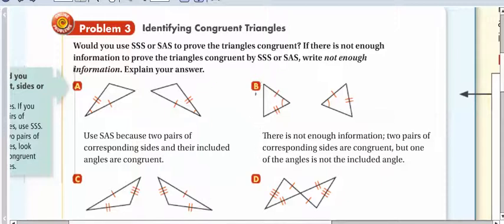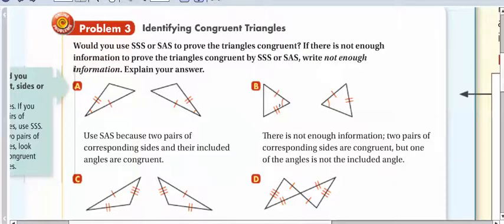How about B? Can you use side, side, side? No. Can you use side, angle, side? Yes. Who said yes? I did. Why? Because there's 2 sides and a congruent angle. What kind of angle? Included. It had to be 2 sides and the included angle.